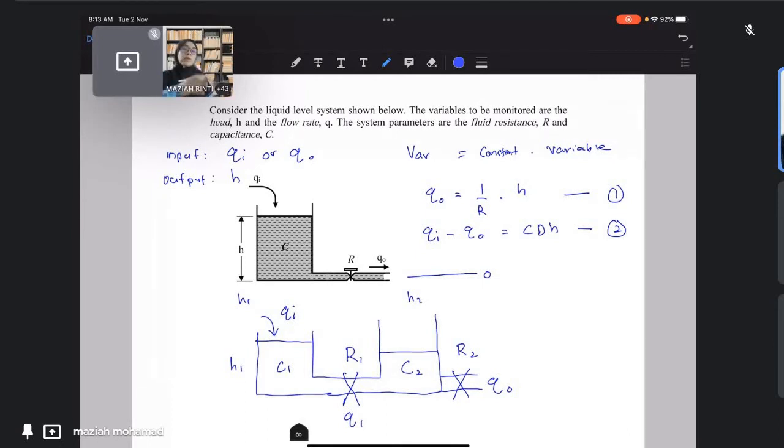Okay, two interacting tanks, meaning there are two tanks, all right? Tank C1 has input flow rate Qi, the height is H1, and the output from the first tank is Q1, right? There is a resistance there, R1, and then for tank number 2, the input flow rate is Q1.